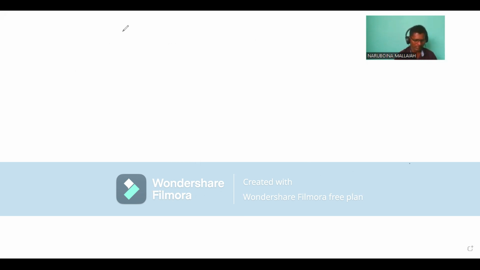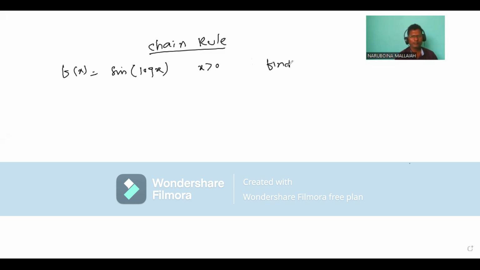Now let us solve some questions based on the chain rule. First question is f of x is equal to sine of log x. Here x is greater than 0. Then find f dash x. F dash x or dy by dx gives us the same meaning. So we are just asked to find the derivative of this function.